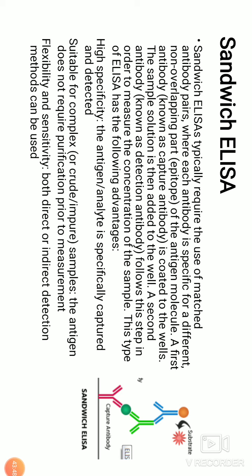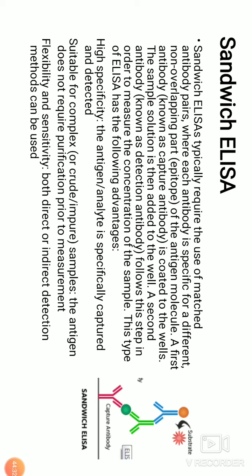A second enzyme-linked antibody specific for a different epitope on the antigen is added and allowed to react with the bound antigen. Now you have the primary antibody which is coated onto the well, onto which you add your sample, the antigens bind, onto which you add the secondary antibody that recognizes some other epitope on the antigen, and that is linked with an enzyme. You need to wash away the free secondary antibody.